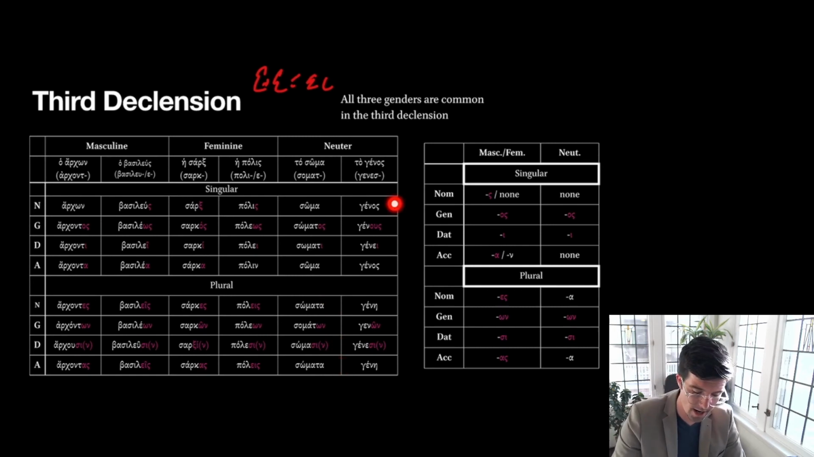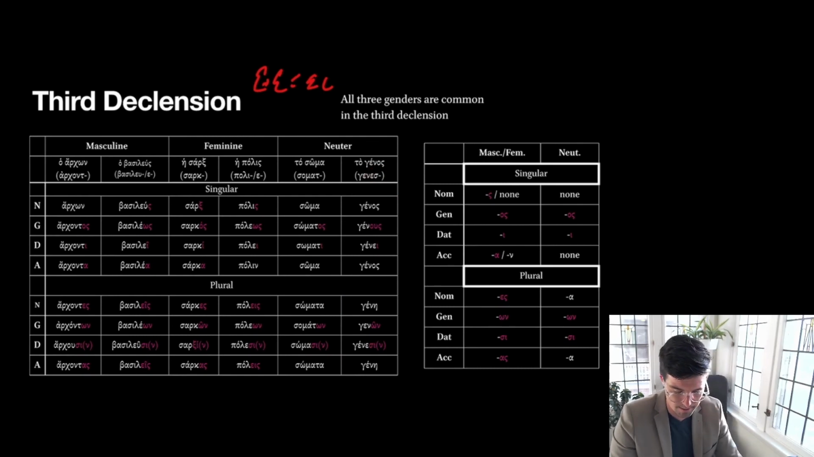And then over here on genos, we have our root being, and this is probably one of the most irregular third declension forms here.